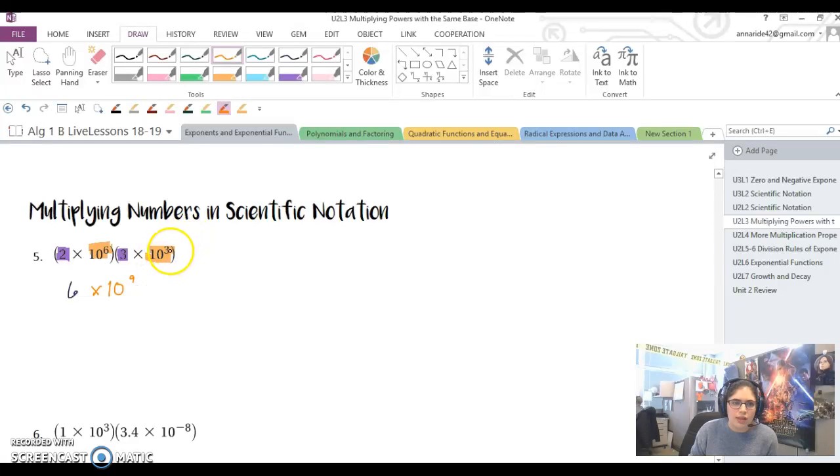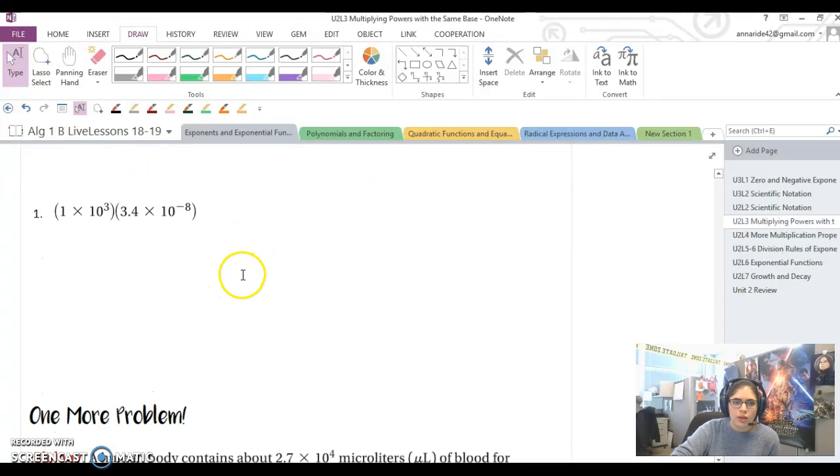I think I said 9 instead of 3. 6 and 3, add them together and you get 9. So I get 6 times 10 to the 9th, and because I only have one digit here, the 6, I don't have to do anything. It's already in scientific notation. So I've got a number with one digit before the decimal point. You can think of this as like an imaginary decimal point. And it's multiplied by 10 to the power of something. So this is in scientific notation.